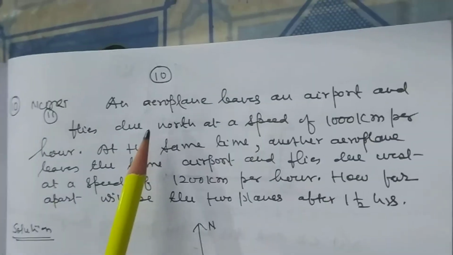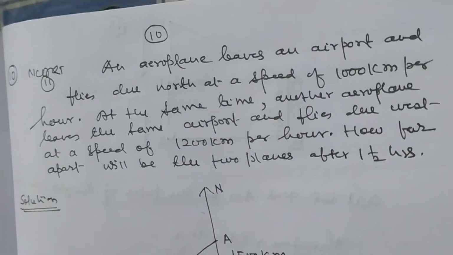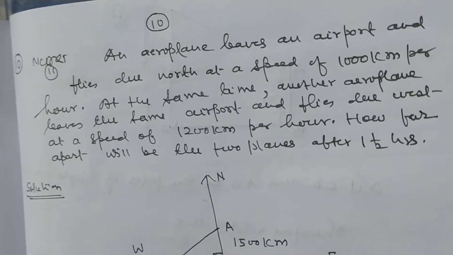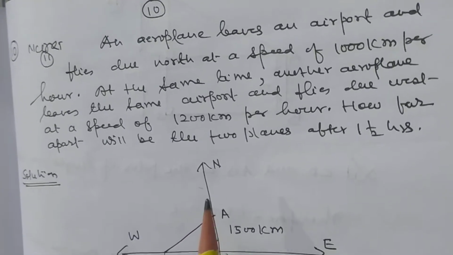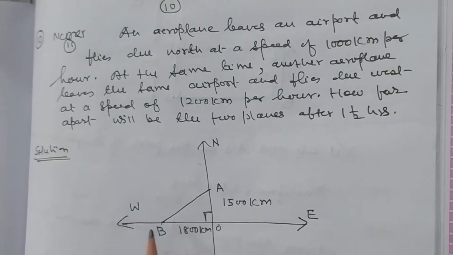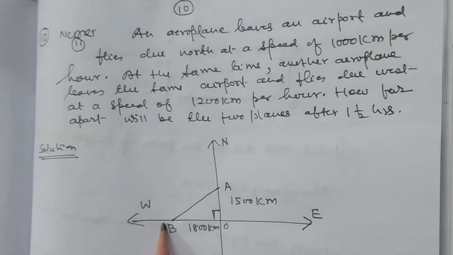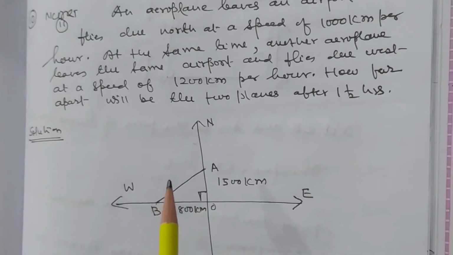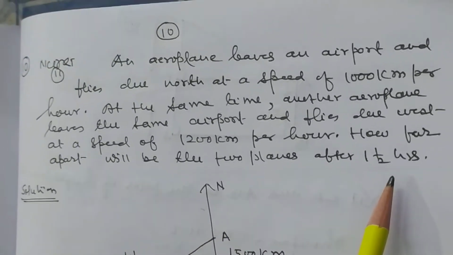My dear student, I want to solve problem number 11 of NCERT and problem number 10 of this study material. Here it is given: an aeroplane leaves an airport and flies due north at a speed of 1000 km per hour. At the same time, another aeroplane leaves the same airport and flies due west at a speed of 1200 km per hour. How far apart will the two planes be after 1 by 2 hours?